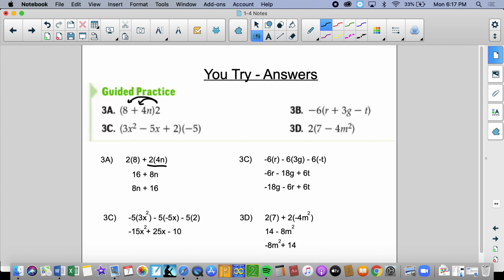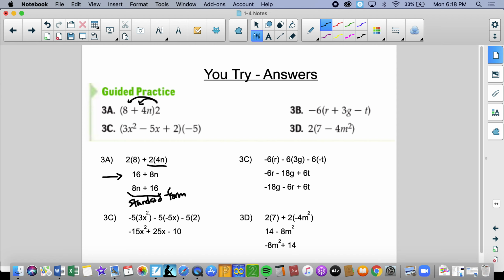And then notice I did not leave this as 16 plus 8n. This is what I call standard form. The variable always has to come before the constant. This is what we call standard form. Okay? The constant always is going to come last.